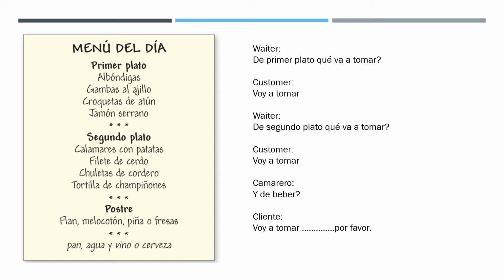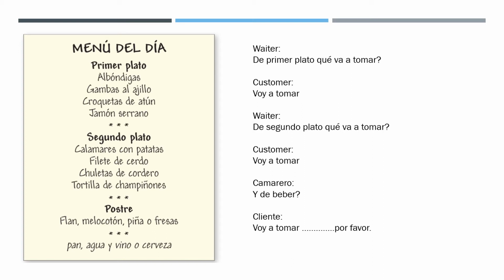That means the set menu, not just the general menu with everything on it. You might ask for el menú, por favor. And then once you've had a chance to read it, the waiter will come over and ask you, ¿de primer plato qué va a tomar? And you might reply, voy a tomar, and pick one. Croquetas. You could say las croquetas, the croquettes, las gambas, las albóndigas, or el jamón.